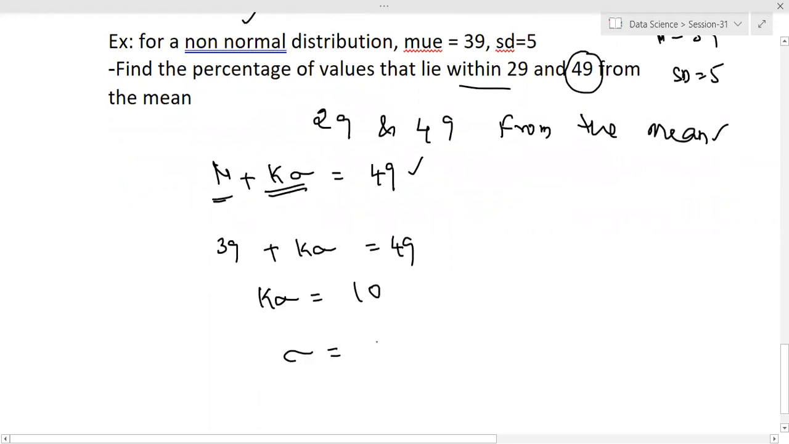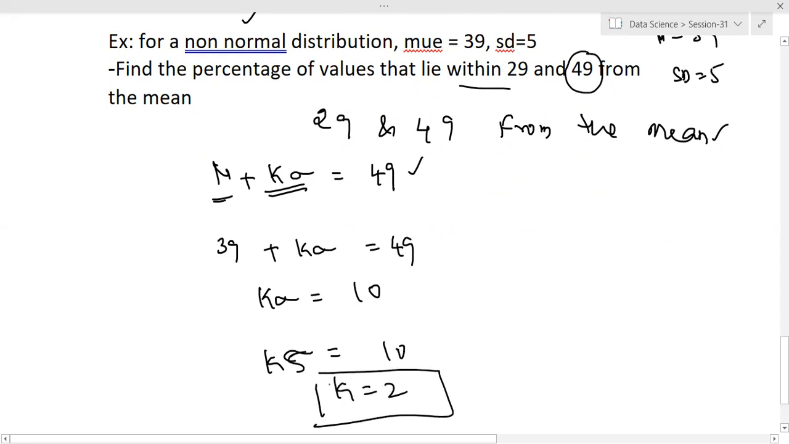Sigma is, no, how can I say that? Because the standard deviation has already been given. Yeah, the standard deviation is 5. So 5k equals 10. K value is 2. K equals 2.